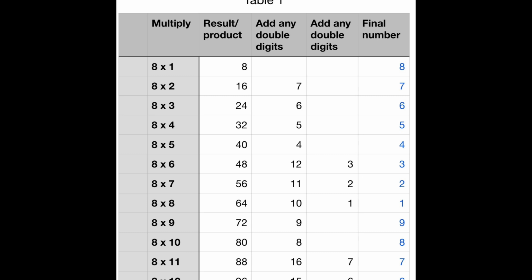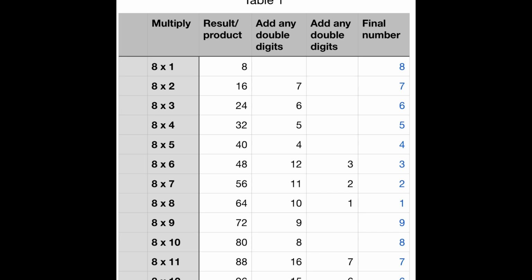And 8 times 5 is going to be 40. And we're going to add the 4 and the 0, we're going to get 4. 8 times 6 is 48. And we're going to add the 4 and the 8 to get 12. Another double digit number. So we're going to add again the 1 and the 2. We're going to get 3.